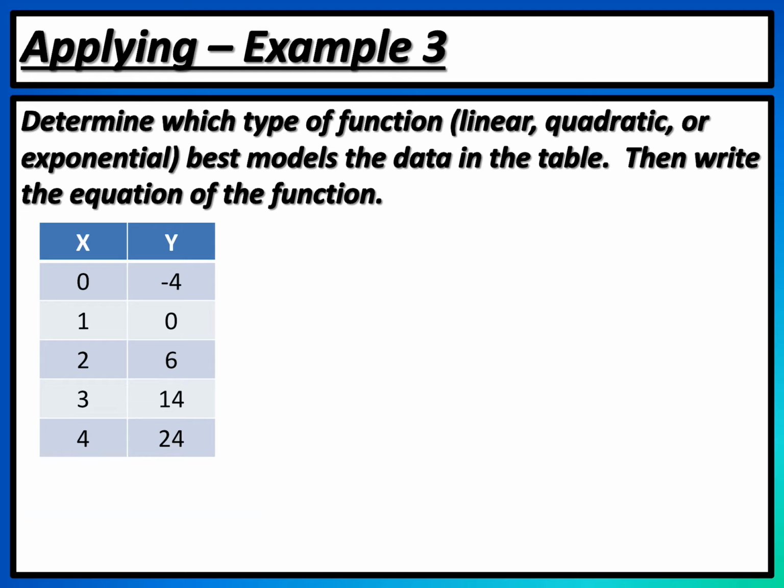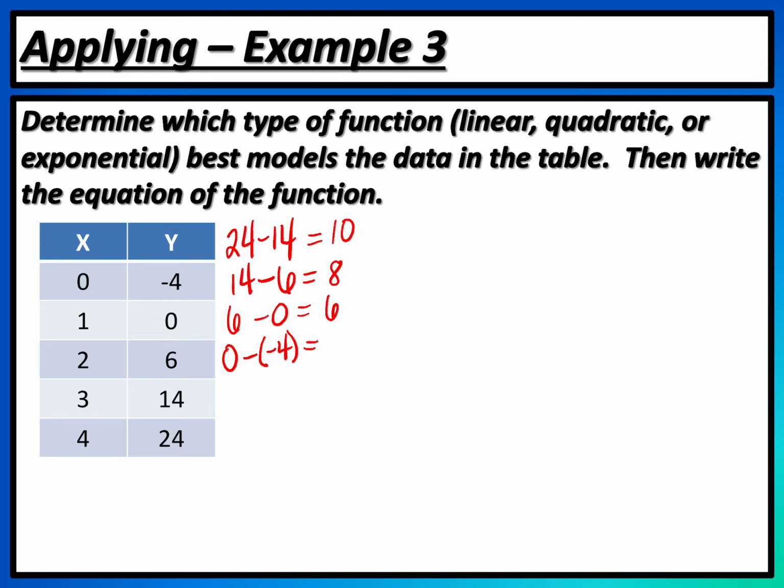So we're going to subtract. Okay, we're going to do subtraction once like we did in example 1 with linear. Okay, we're going to start from the bottom. We're going to go backwards. So 24 minus 14, 14 minus 6, 0 minus negative 4. Be careful with that last one. Okay. So each one of these is going to give us a different answer. All right, do not get discouraged. Don't think that we did it incorrectly, because this means we just have to subtract again.